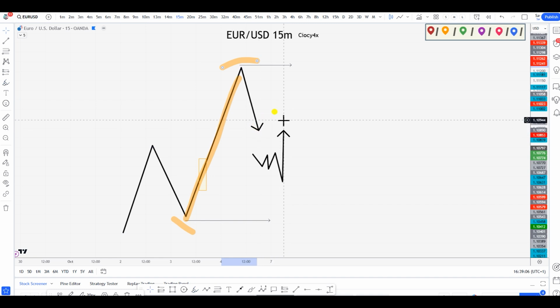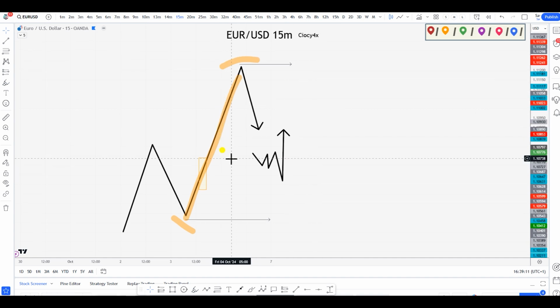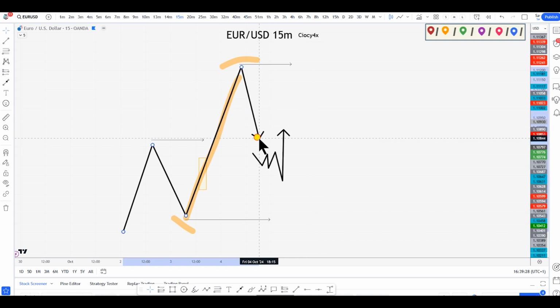Okay, so let me clarify this better. Let's stay on this drawing over here, okay? If I'm having, this is the range, right? This is the range and price is currently going bullish because price has just broken above this high, right? What is the next thing that price can do or should be doing? Is probably showing some sort of retracement.